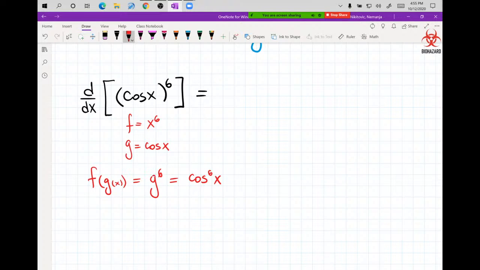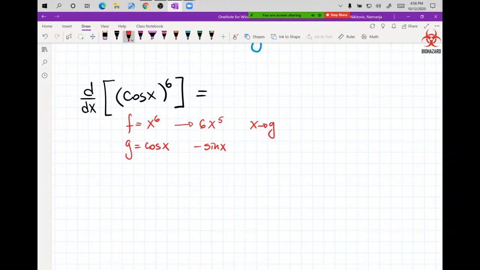So we know that this part here where we decompose the function, we know it's good, it's solid, because we just checked it. All right. Now, the way we take these derivatives, we take the derivative of the outer function, which is 6x to the 5, and multiply by the derivative of the inner function, which is negative sine x. Now remember that every x over here is going to be replaced by g.